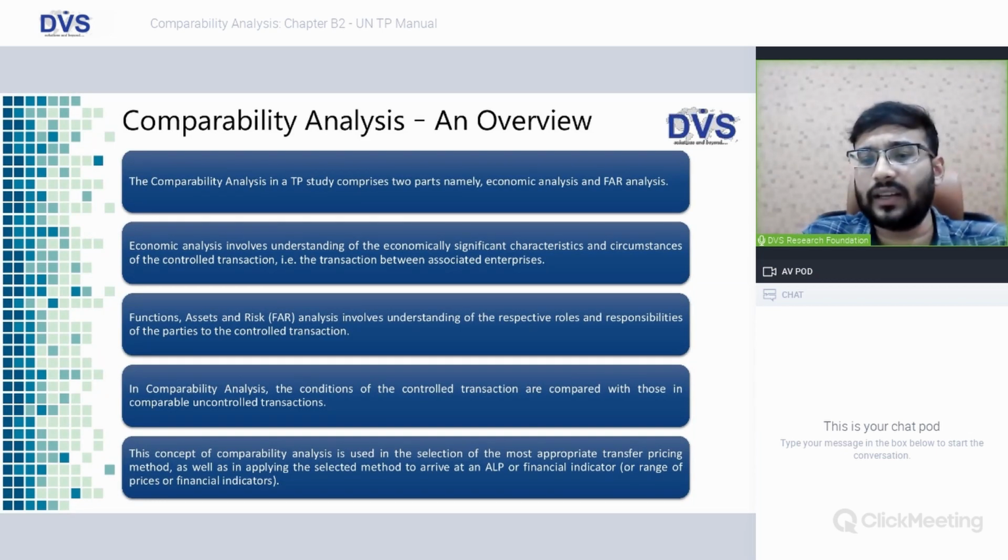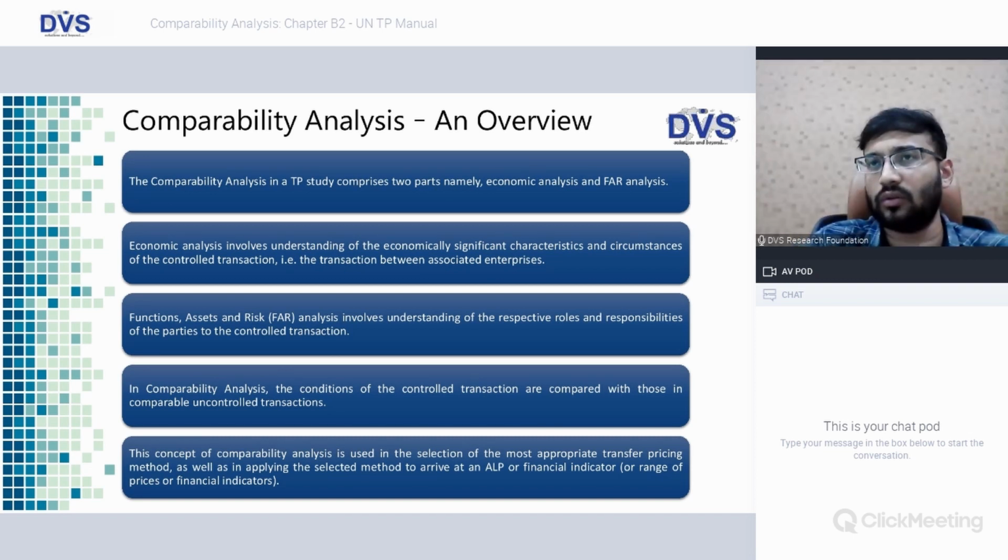Why is comparability analysis important? Comparability analysis in a TP report comprises two parts: the economic analysis and the FAR analysis, that is the functions, assets and risks analysis, friends. FAR analysis involves understanding the respective roles and responsibilities. So for a particular transaction, say an Indian company having a transaction with a US subsidiary, what are the functions performed, assets employed or risks undertaken by both the entities.